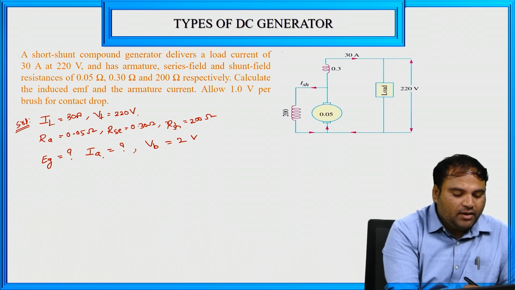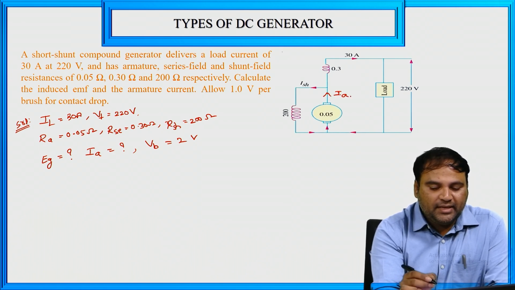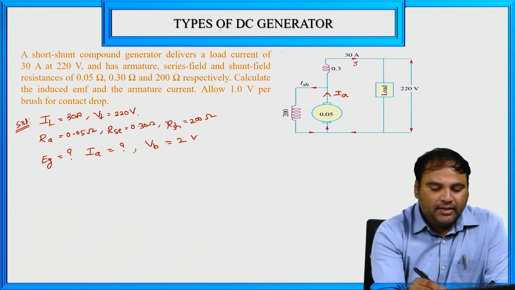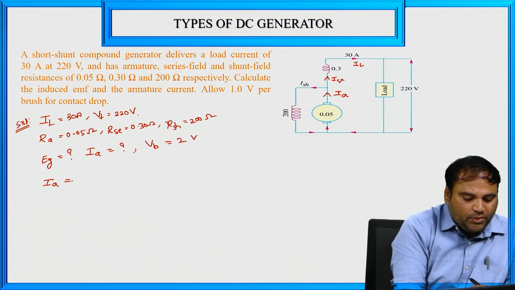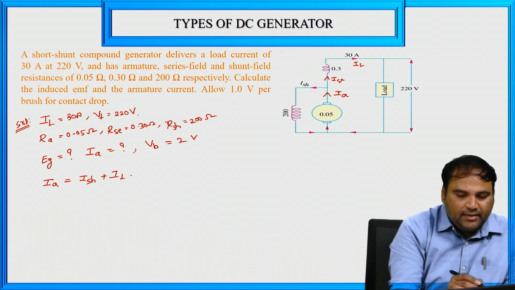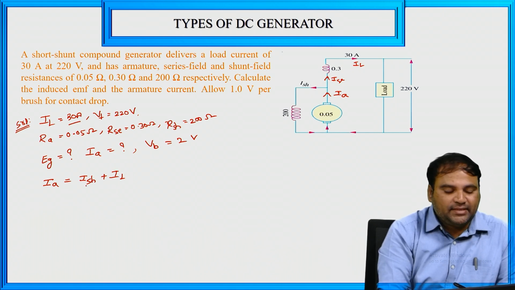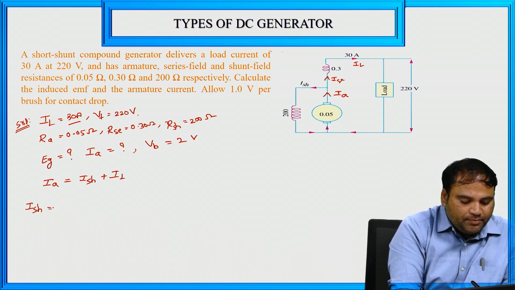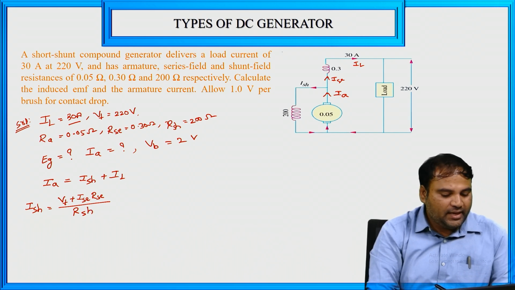We need to calculate the armature current first. In this circuit, this is the armature current, this is IL, this is Isc and here is Ish. Now armature current Ia is equal to Ish plus IL. IL is already given as 30 amperes. Now we need to calculate Ish, where Ish equal to Vt plus Isc Rsc divided by Rsh.